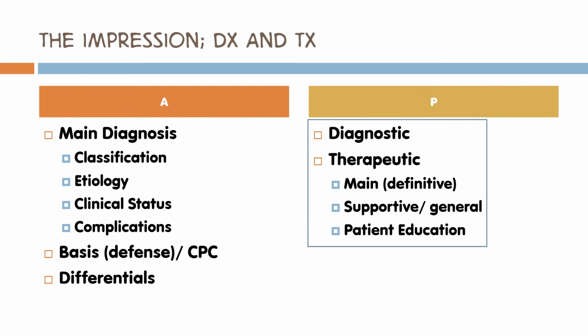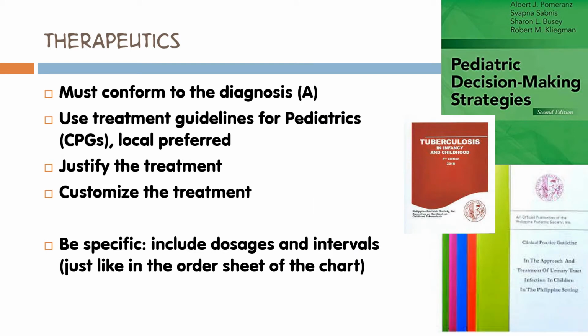The therapeutic portion of the P is divided into three as seen here. In the main or definitive treatment, write the dosing, preparation, and frequency of your medications. Practice writing them as if you were writing them in the patient's chart already. Also, these treatments must conform to the clinical impression guided by the consensus guideline treatments and again customized for the individual patient. Especially in pedia, medications are given usually based on weight. Example, milligram per kilogram per dose.